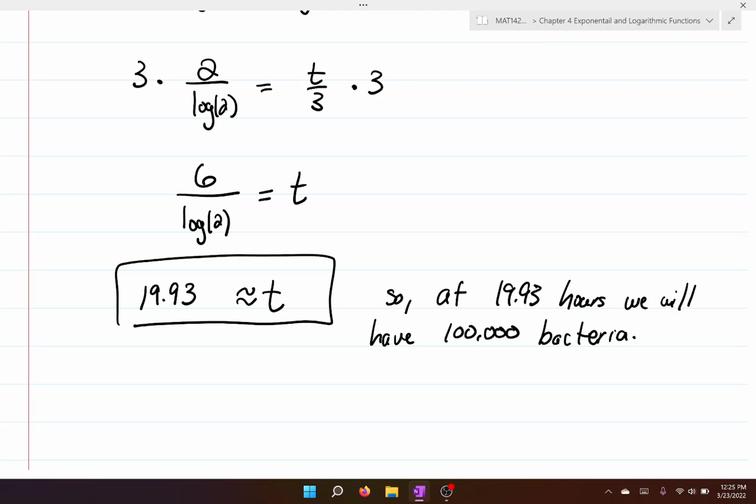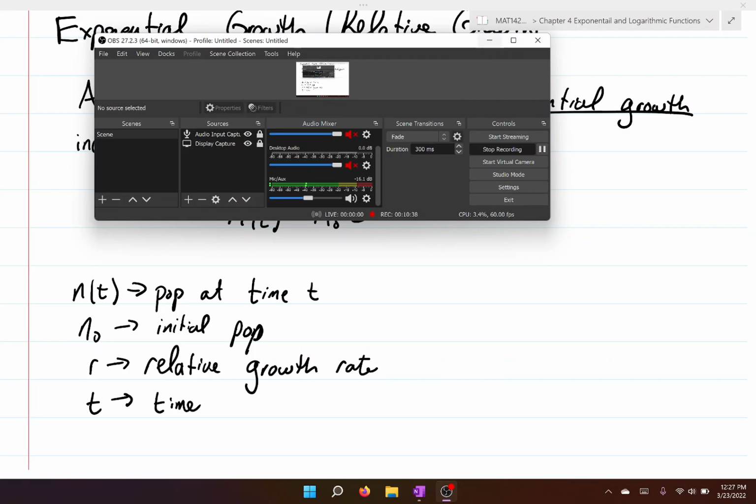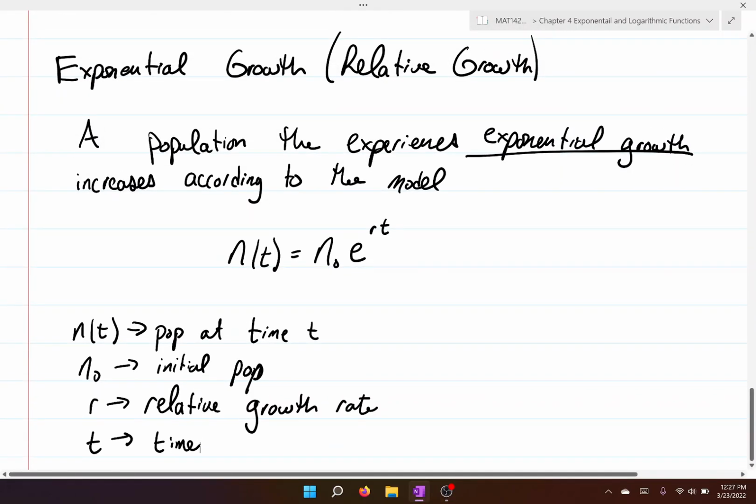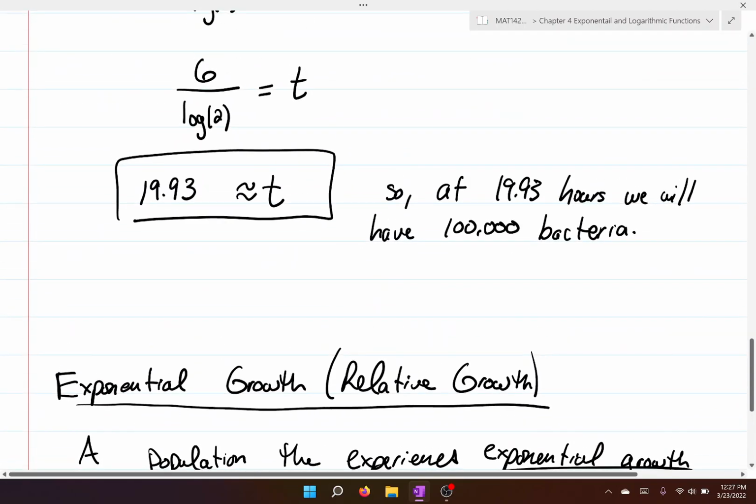All right. So I'm going to go ahead and pause the video and get set up for our next exponential model. Okay, so here's our next exponential growth model, and it's relative growth. Now, the difference between relative growth and the one that we just did, let me scroll back up so you can see it.